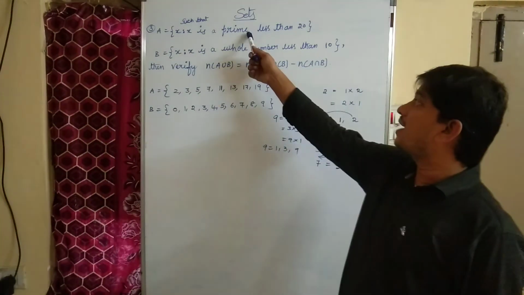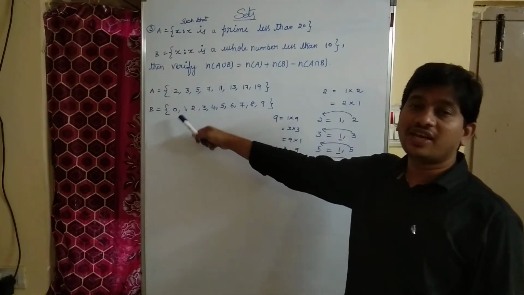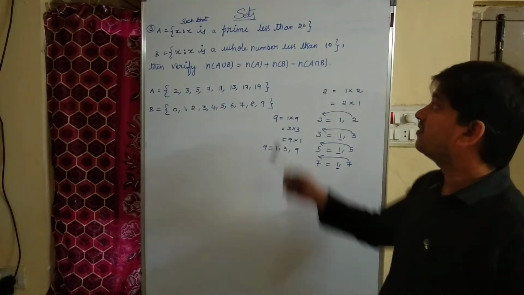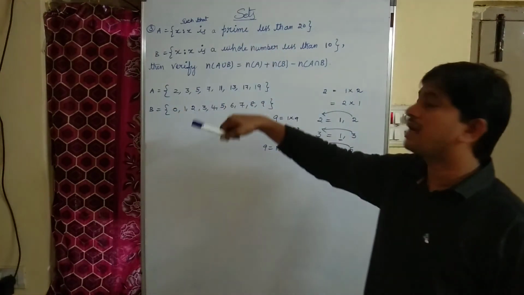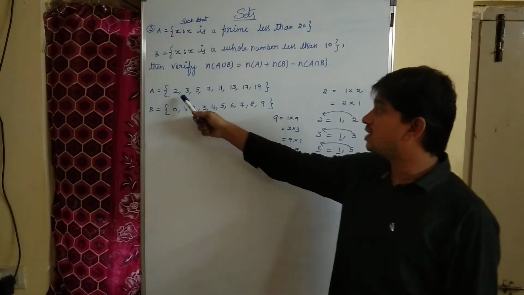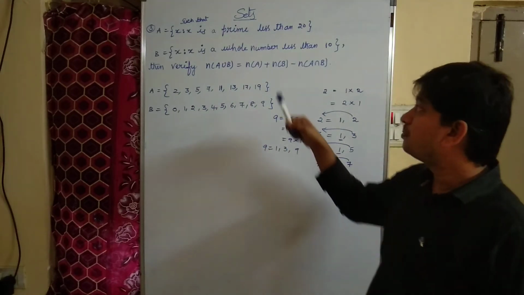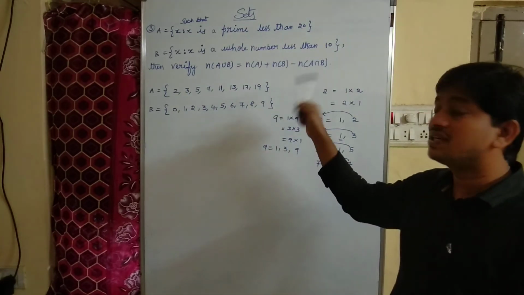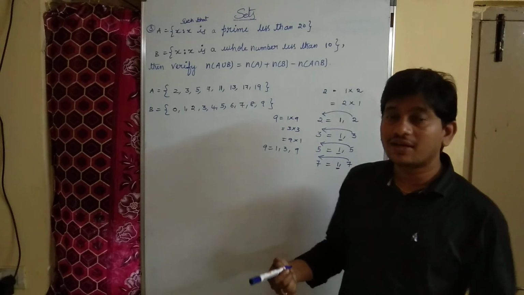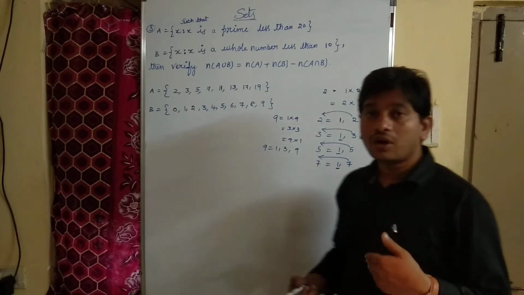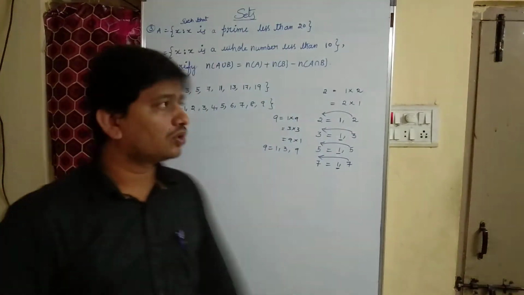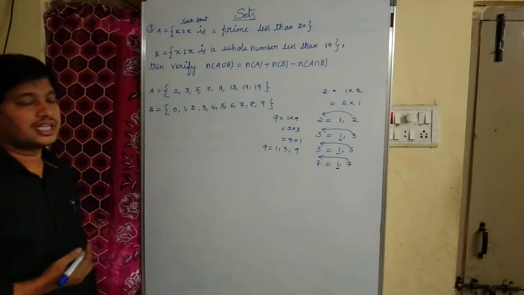They did not give directly the elements of set A as well as set B. They have given the statement that A is x such that x is a prime less than 20. Primes less than 20 are 2, 3, 5, 7, 11, 13, 17, 19. And set B is x such that x is a whole number less than 10. Whole numbers which are less than 10 are 0 to 9. Now they are asking to verify the same.